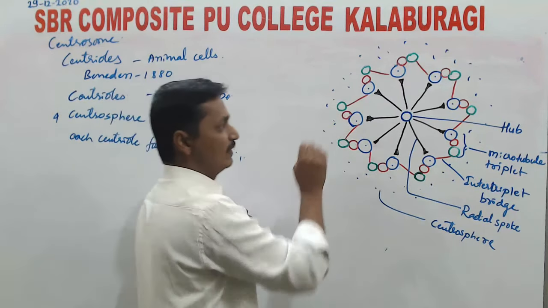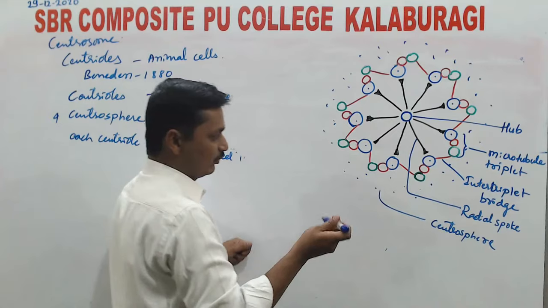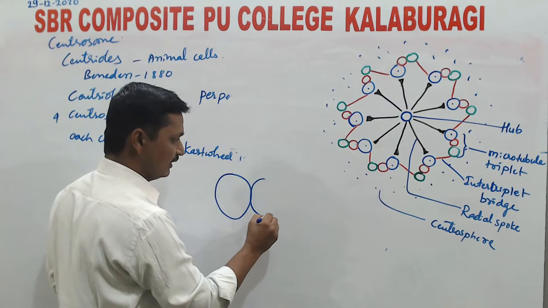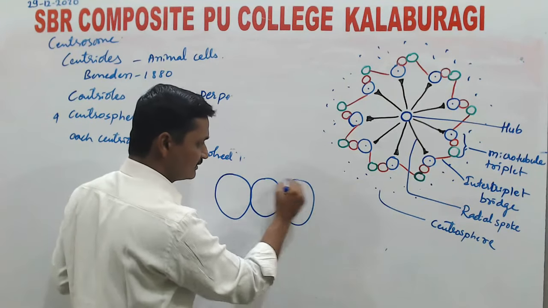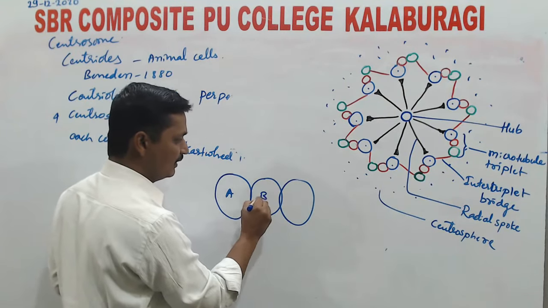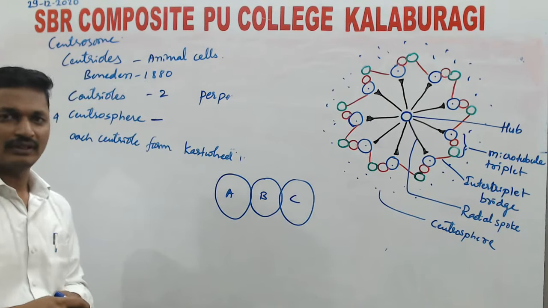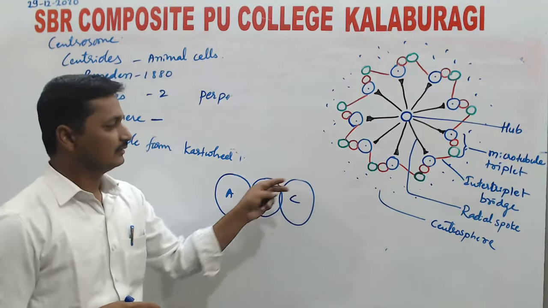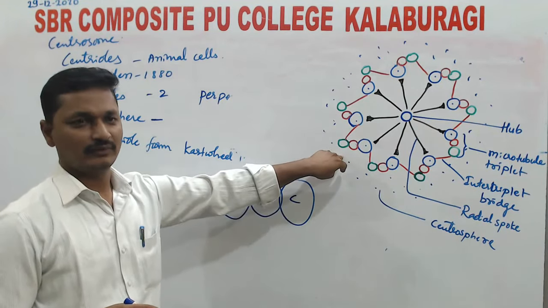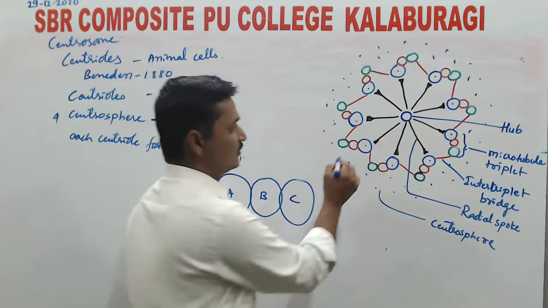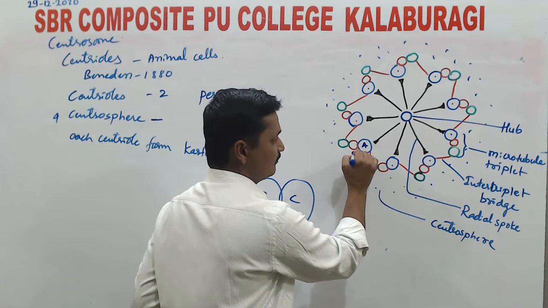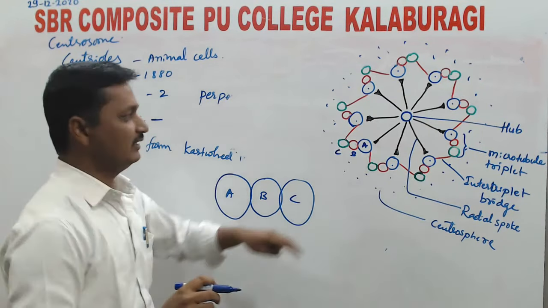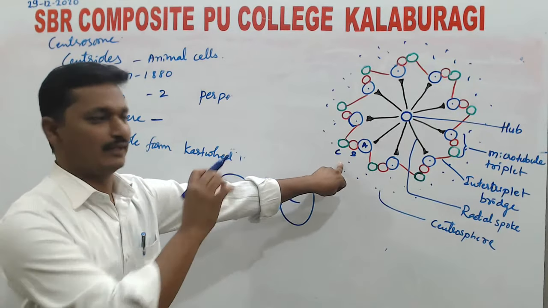Here you find triplets, and these peripheral microtubules are made up of 3 subunits: subunit A, subunit B and subunit C. Each peripheral microtubule is made up of 3 subunits, they are triplet in nature. This blue one is A, red one is B and this green one is C. They are the 3 subunits of each microtubule, in the form of a triplet.